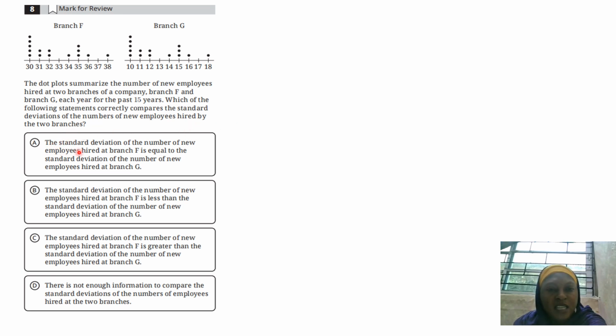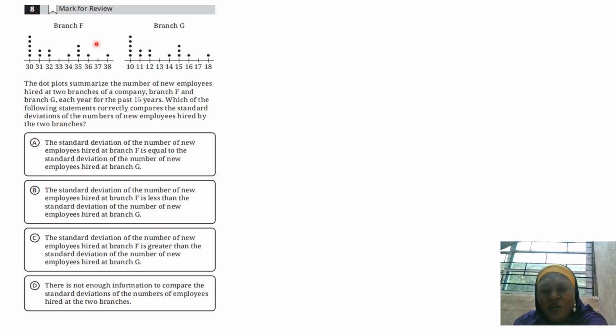branches? A. The standard deviation of the number of new employees hired at branch F is equal to the standard deviation of the number of new employees hired at branch G. B. The standard deviation of the number of new employees hired at branch F is less than the standard deviation of new employees hired at branch G. C. The standard deviation of the number of new employees hired at branch F is greater than the standard deviation of the number of new employees hired at branch G. D. There is not enough information to compare the standard deviation of the number of employees hired at the two branches.